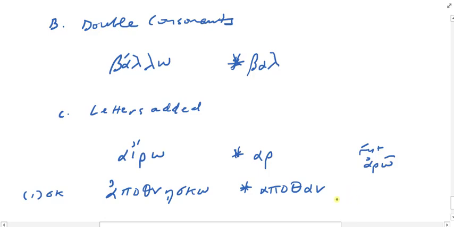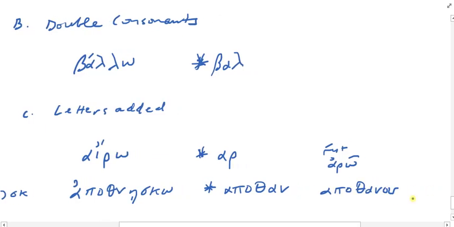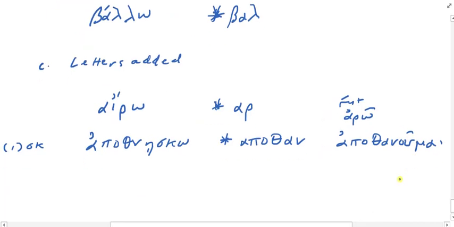Okay? And apathnesko's future is apathanumai, which is going to actually use the same root too. So I'll go ahead and write that down. Apathanumai. Again, we'll talk about why some of these futures don't have any sigmas, okay? All right.